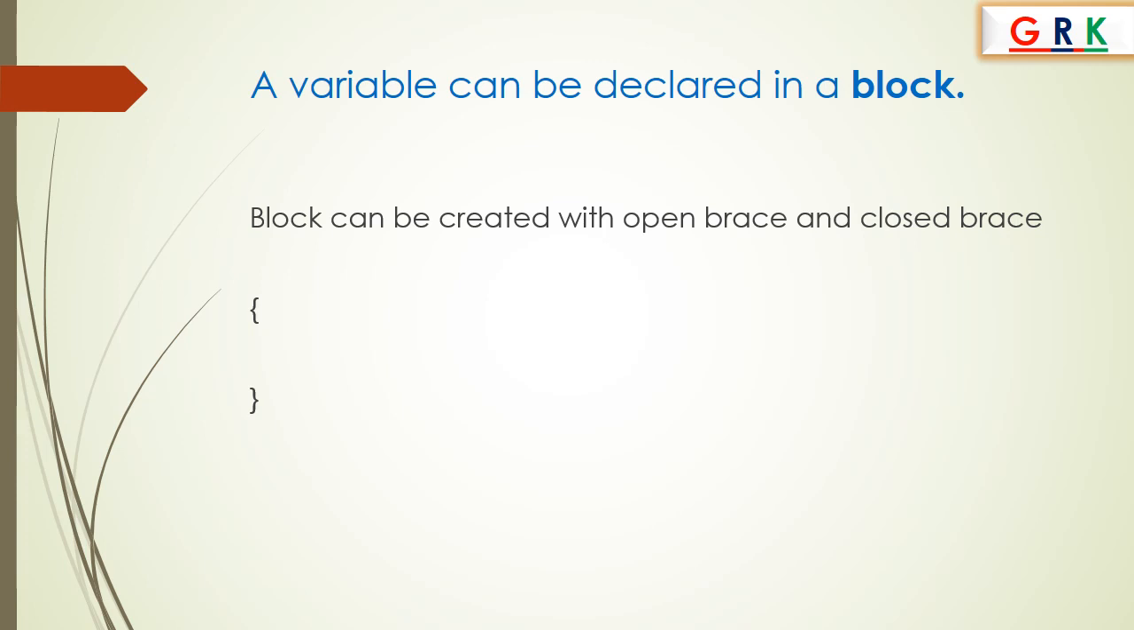In this example, the open brace and closed brace represent one block, but this block is not given any name. While writing a Java program, anywhere you can start a block like this without any name. Between these braces, whatever code we want to write, we can write, and this part represents one block. So let us see one example.